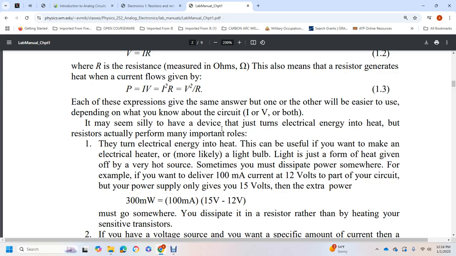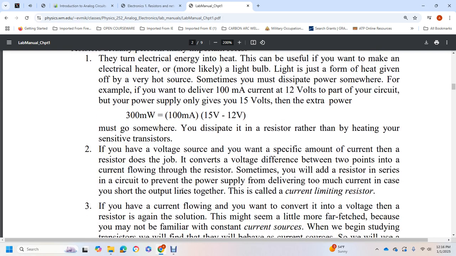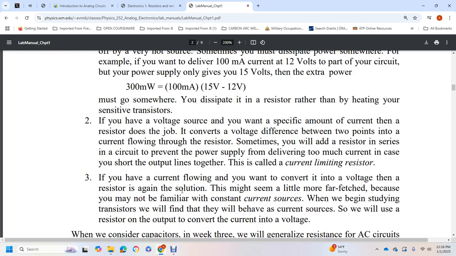Sometimes you need to dissipate power somewhere. For example, if you want to deliver 100 milliamperes at 12 volts to a part of your circuit, but your power supply only gives you 15 volts, then the extra power must go somewhere. Use a resistor to dissipate it rather than heating your sensitive transistors. If you have a voltage source and you want a specific amount of current, then a resistor does the job. It converts the voltage difference between two points into a current flowing through the resistor.